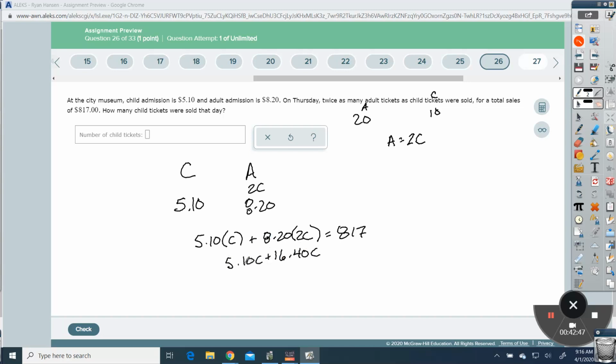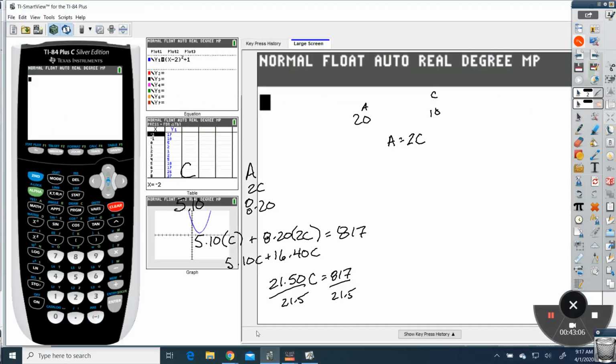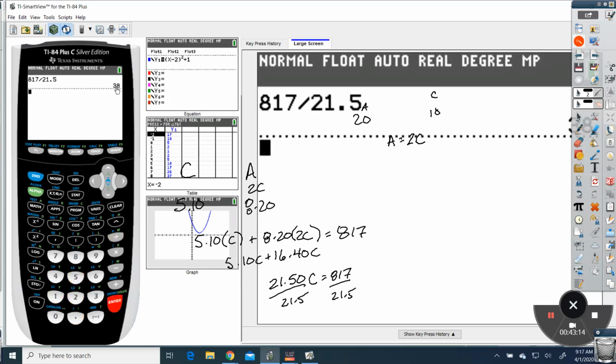So now I can add these together. 5 plus 16 is 21 and 50 cents. Child equals 817. So now I'm just going to divide that by 21.5. So I go to my calculator again. 817 divided by 21.5. It says it's 38.